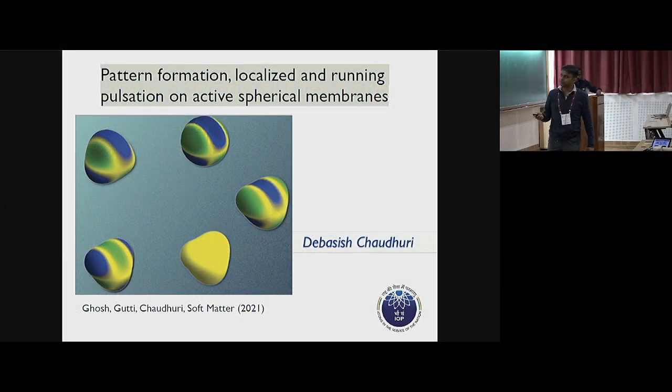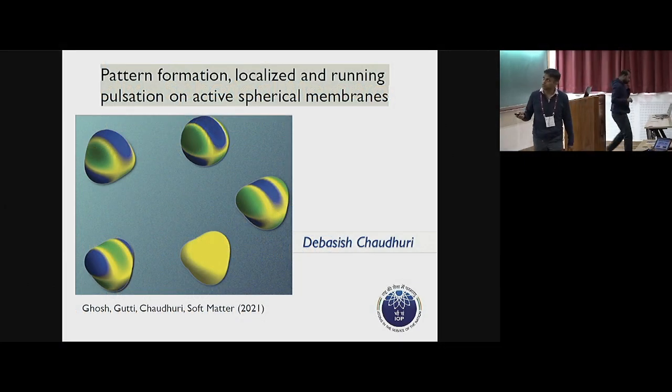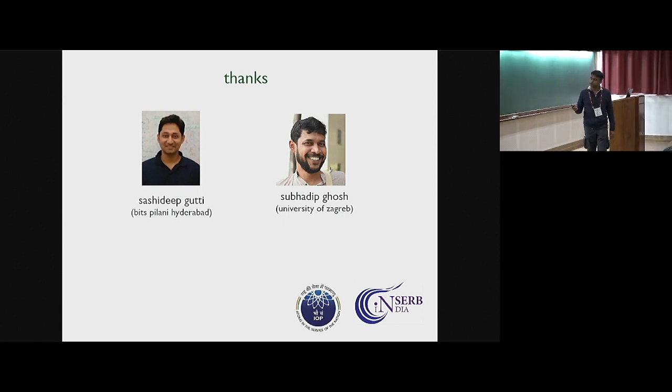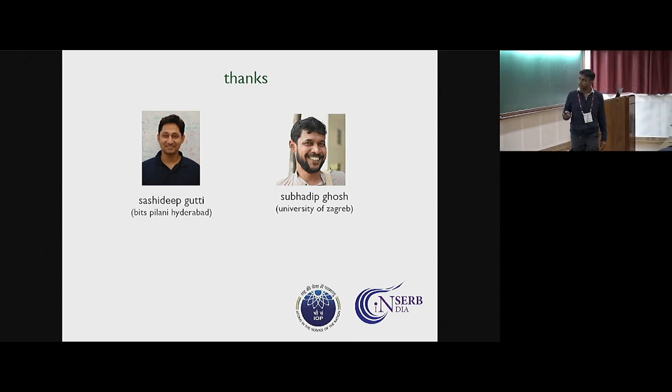Today I'll be going to present a work done by these two people. Shubhadeep was a PhD student in my group, and he's a postdoc in Zagreb now. And Shashideep is a faculty member of BITS Pilani Hyderabad campus.